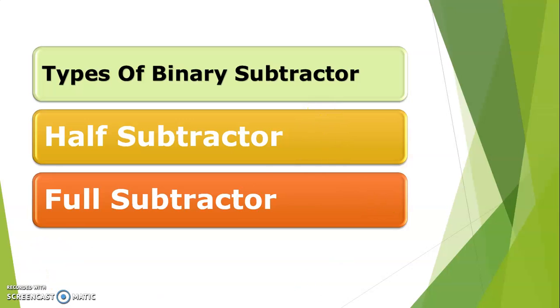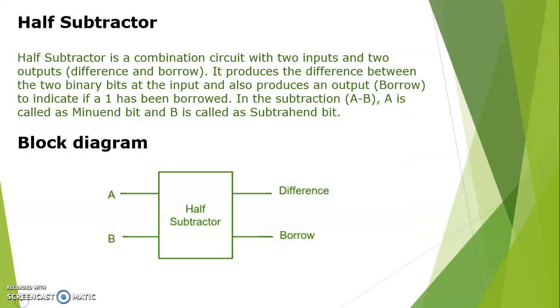Types of binary subtractor: half subtractor and full subtractor. A half subtractor is a combinational circuit with two inputs and two outputs, difference and borrow. It produces the difference between the two binary bits at the input and also produces an output, the borrow, to indicate if a 1 has been borrowed in the subtraction. A is called the minuend bit and B is called the subtrahend bit.